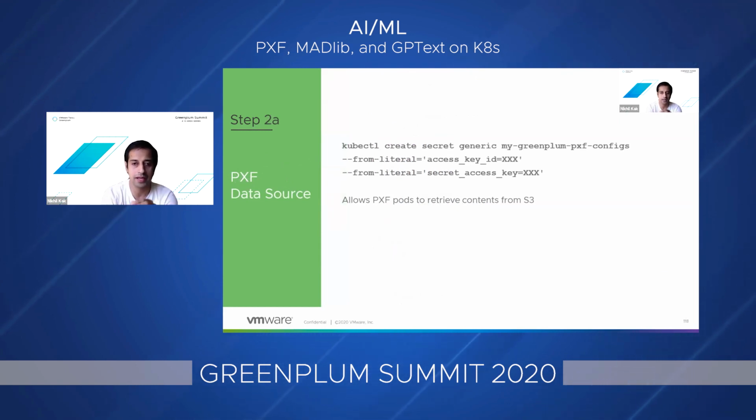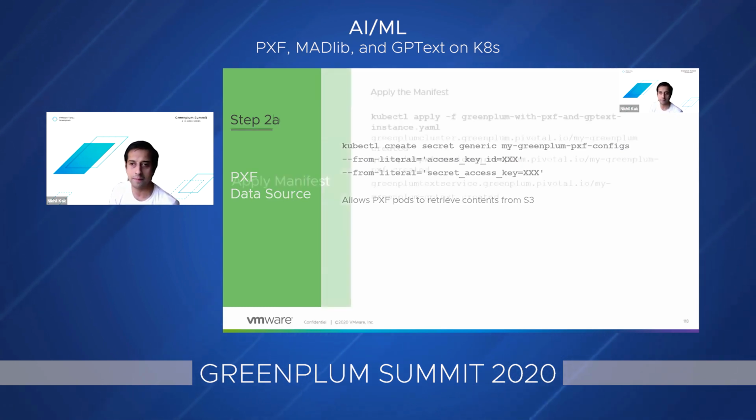Before we go to the applying part, what you also have to do if you want to use Pxf is create a secret called my Greenplum Pxf configs, which was referred to in a previous slide as well. All you have to do here is give your access key ID and secret access key. This allows Pxf to authenticate, and then you can retrieve content from S3 or GCS or wherever you want to. I want to emphasize, this is a one-time step. Once you've authenticated it, all you have to do is maybe change your buckets, maybe change your folders and whatnot, and that's it. So this is a one-time step and you're done.